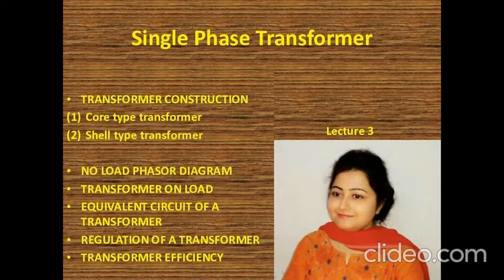A transformer consists of primary and secondary windings placed on a magnetic core. The magnetic core is a stack of thin silicon steel laminations, CRGO steel. The lamination reduces eddy current loss and silicon steel reduces hysteresis loss.